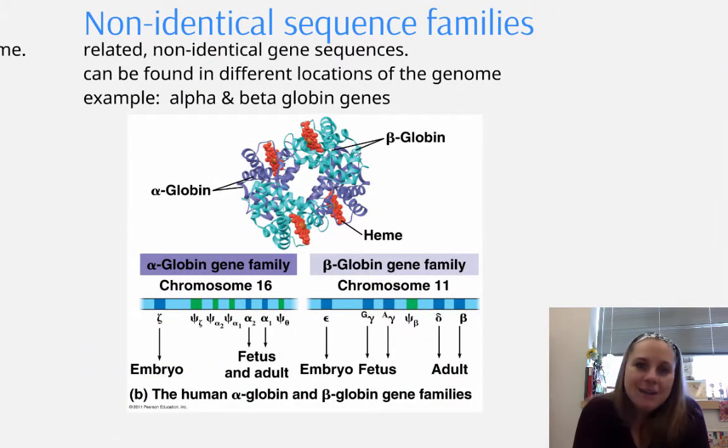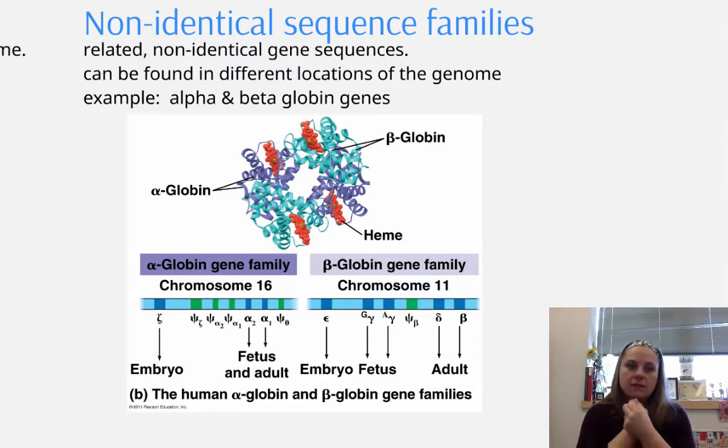And then you have non-identical sequences. These are related, they're not identical, but they can be found in different locations of the genome. Alpha and beta globin genes, okay, this is what creates your hemoglobins. You have the alpha on chromosome 16, the beta on 11, yet they work together to create that one single protein molecule. So there's that.